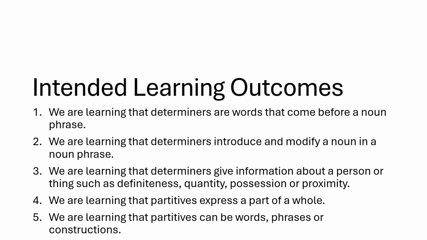There are 5 intended learning outcomes to achieve by the end of the lesson. 1. We are learning that determiners are words that come before a noun phrase. 2. We are learning that determiners introduce and modify a noun in a noun phrase. 3. We are learning that determiners give information about a person or thing such as definiteness, quantity, possession, or proximity.